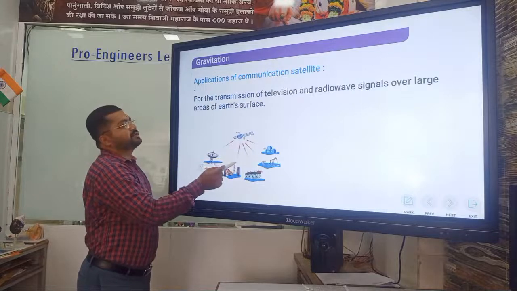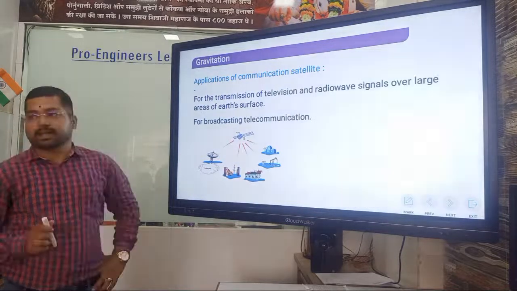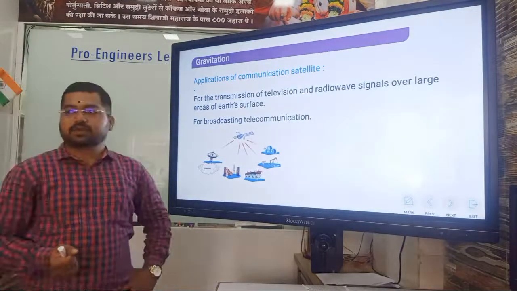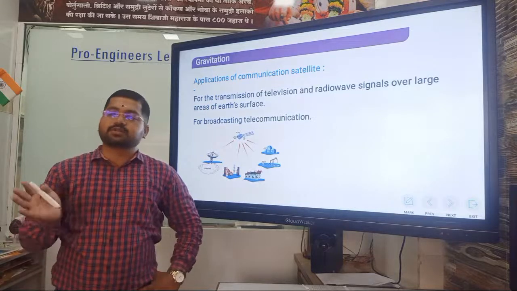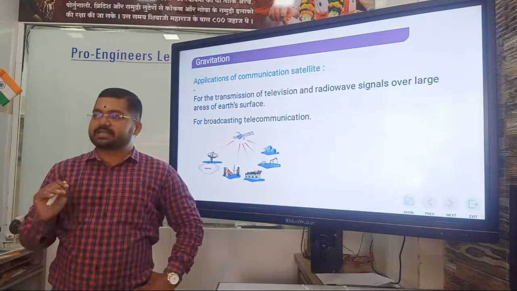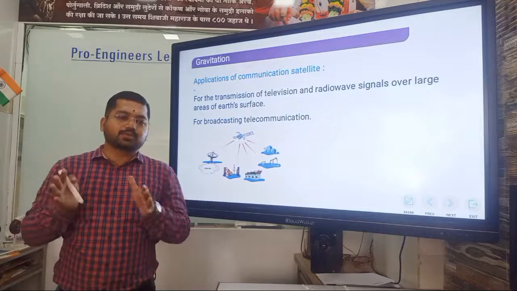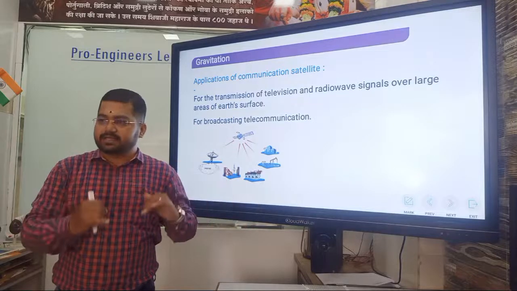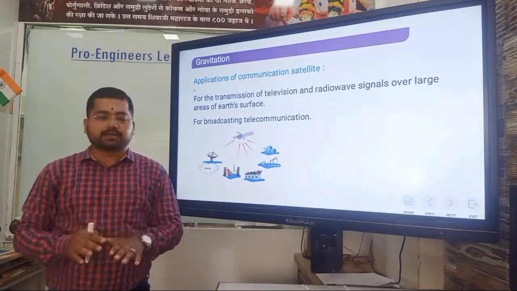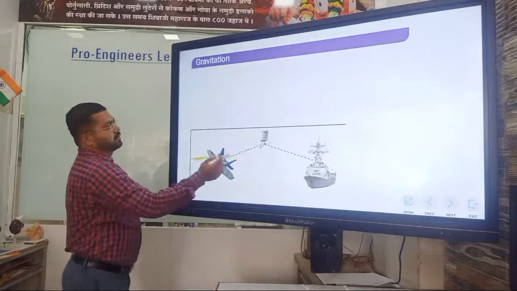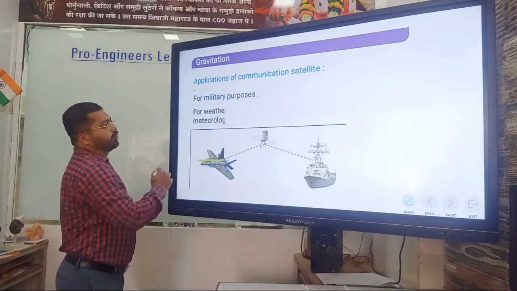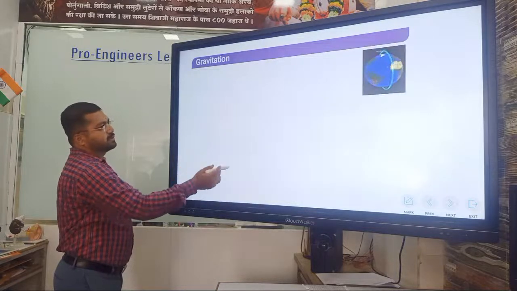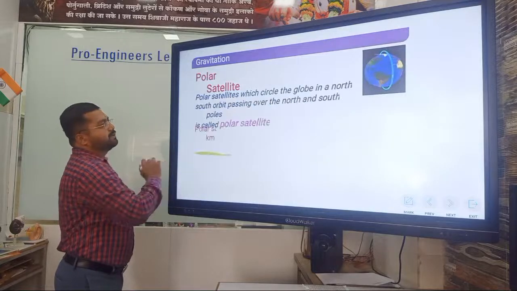Now, applications of satellites. What are all the applications of satellites? Transmission of television, radio waves, right? Whatever communication technology we are using is connected with satellites. So the satellite is broadcasting all the signals to us, and with the base station we are receiving them at our user end. For military purposes, for weather forecasting, meteorological purposes.